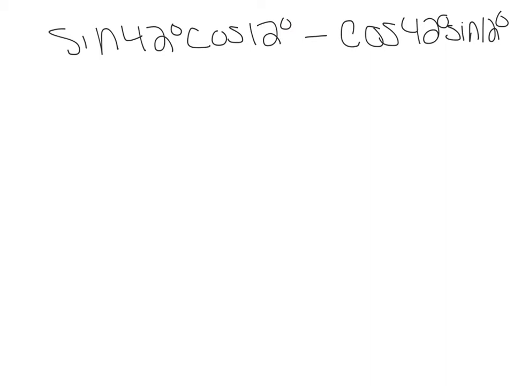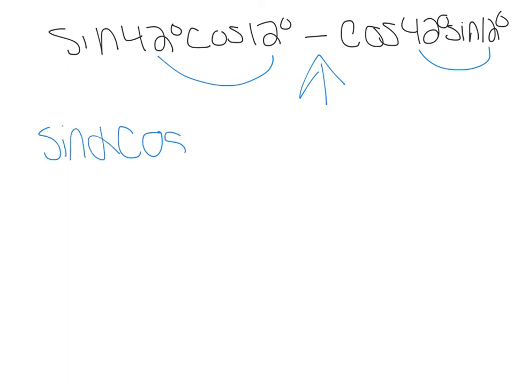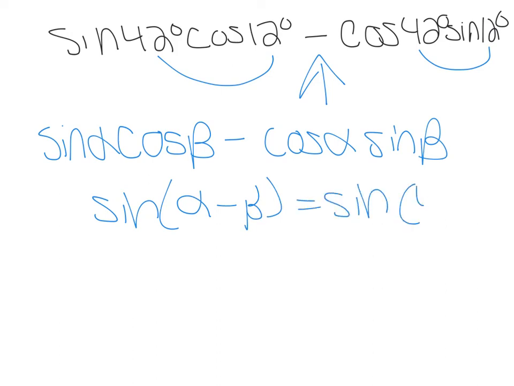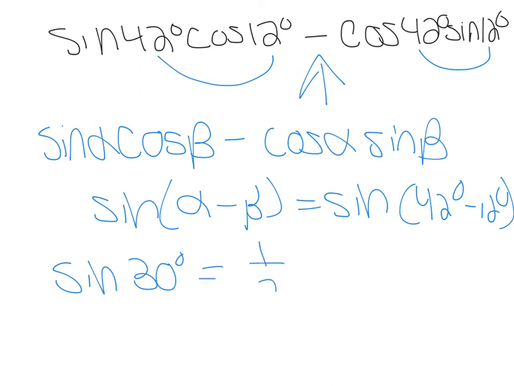so the last one's already expanded for us. So what we want to do is look and see how we can work backwards. Well, there's a minus sign right here in the middle, which means I have sine alpha cosine beta minus cosine alpha sine beta, and this came from sine of alpha minus beta. So for us, we have sine of 42 degrees minus 12 degrees, which is equivalent to sine of 30 degrees, and sine of 30 degrees is simply 1/2.